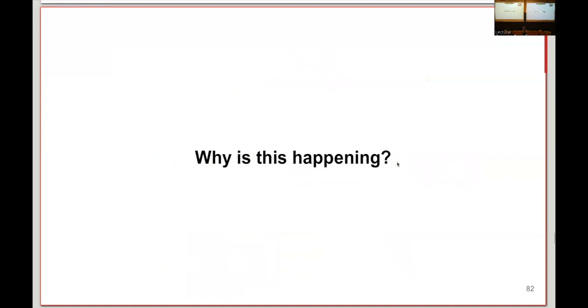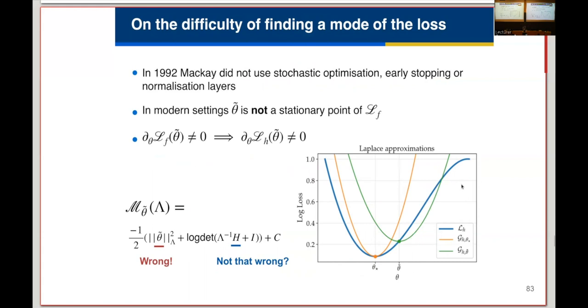So why is this happening? First of all, we are training the networks not with quasi-Newton methods or batch training, and we are more likely going to end up in some point that is not the minimum of your loss function. And you are going to come up with a Gaussian approximation there, and that doesn't seem to be so good.